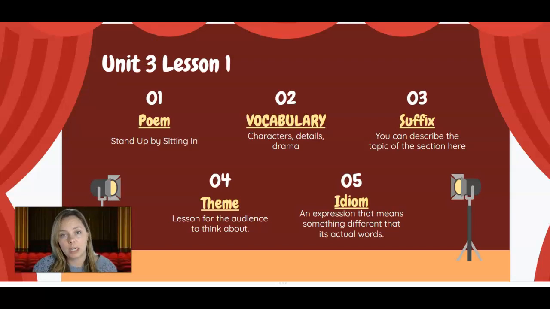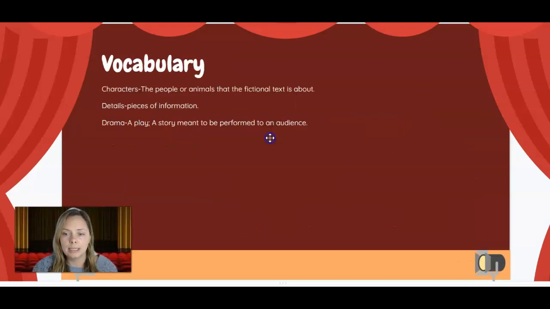The next thing that we want to talk about is our vocabulary, the key words from this lesson right here. So let's look at these together. Our vocabulary for this lesson are the words character, details, and drama. Now, these words you probably are already familiar with somewhat, but we're going to review them anyways.